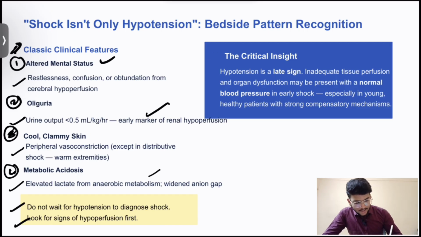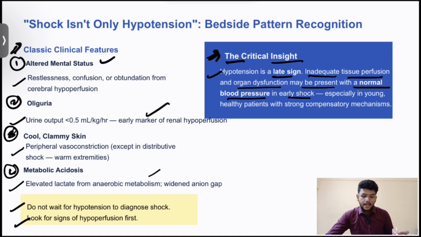The critical insight is that hypotension is a late sign. Inadequate tissue perfusion and organ dysfunction may present with normal blood pressure in early shock, especially in young and healthy adults with strong compensatory mechanisms.